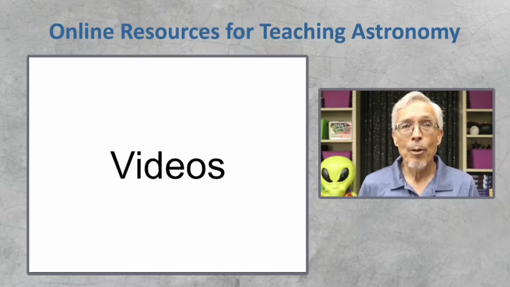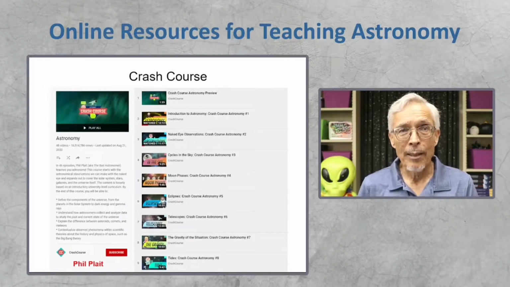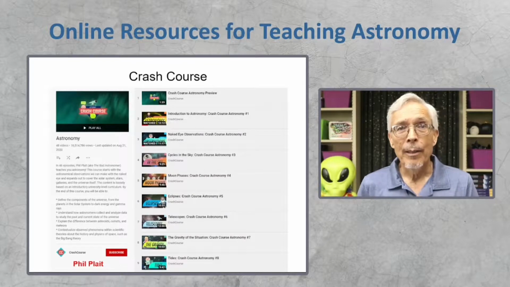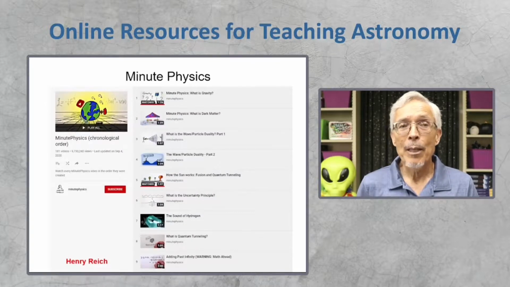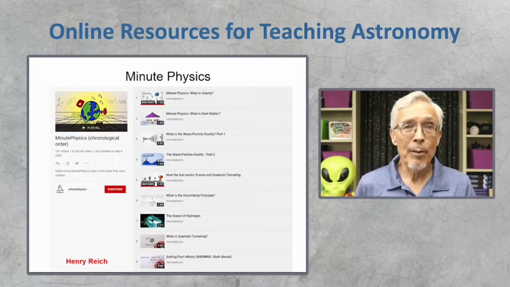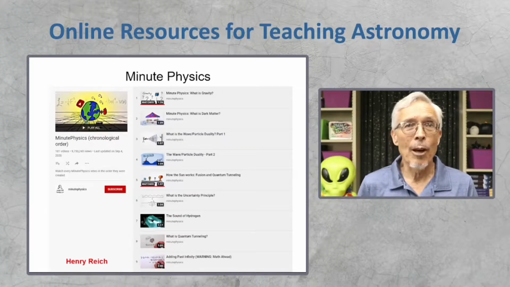Videos is what I'll finish with. Of course, there are way too many to cover in a short presentation like this, so this is a highly selective subset. Crash Course Astronomy is by Phil Plait, the Bad Astronomer. These cover all the major topics in astronomy and done in his engaging style. Minute Physics is by Henry Reich, and many of these are astronomical or astrophysical topics. High quality animation, and the content is spot on. Very easy to use, bite-sized content of video on almost every topic you can imagine.